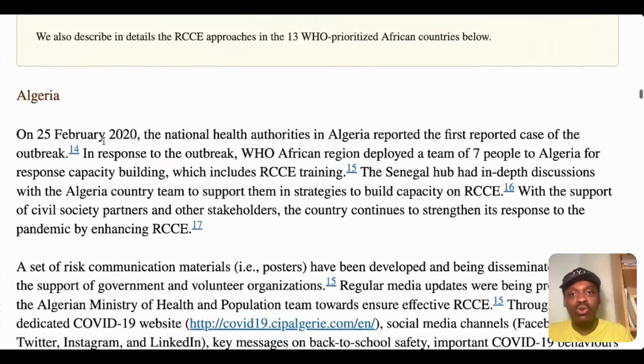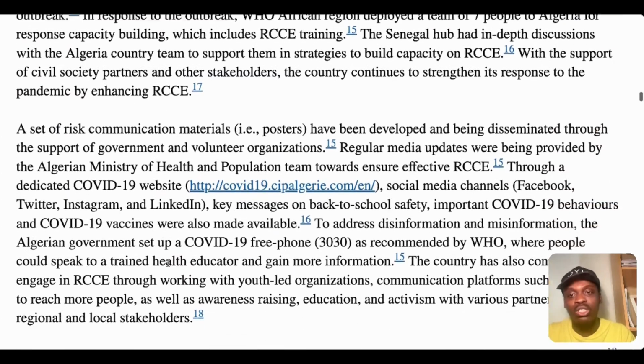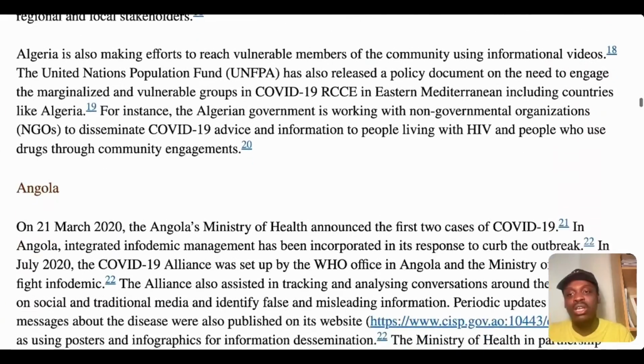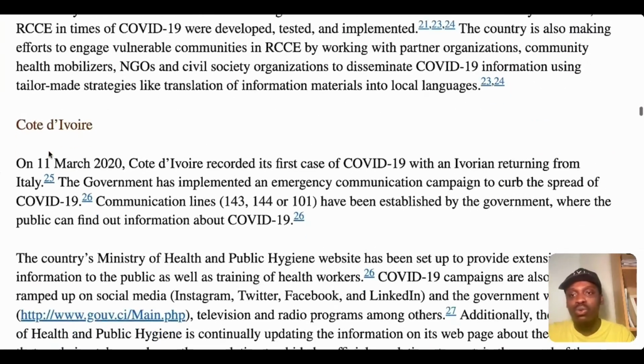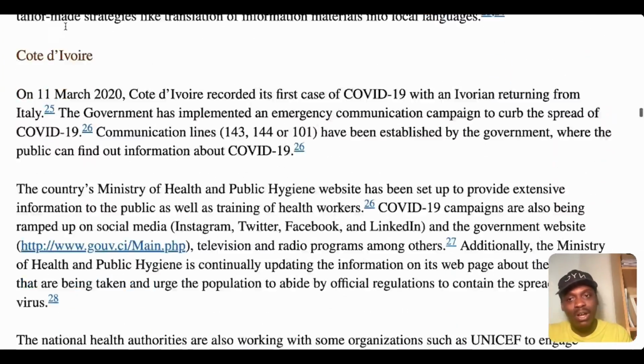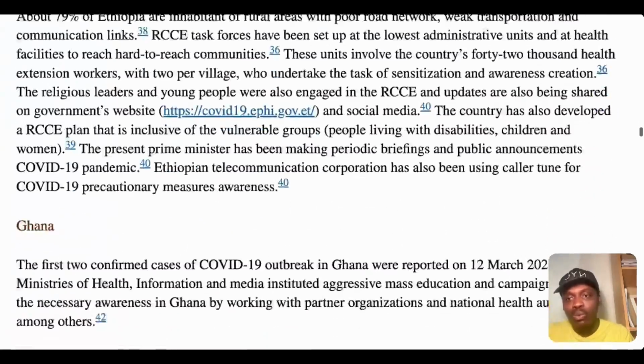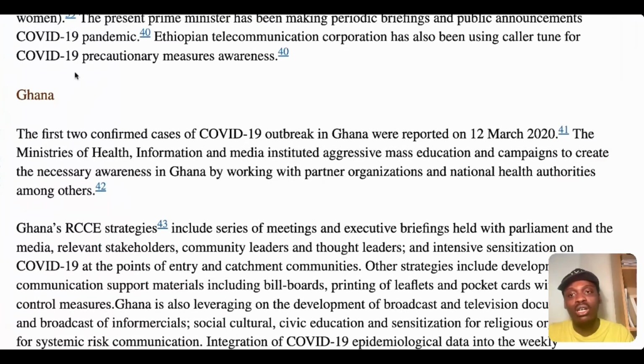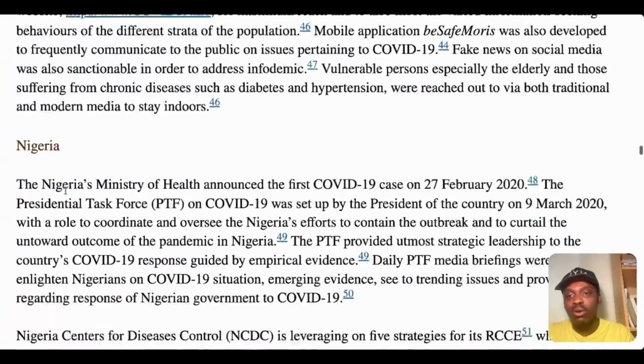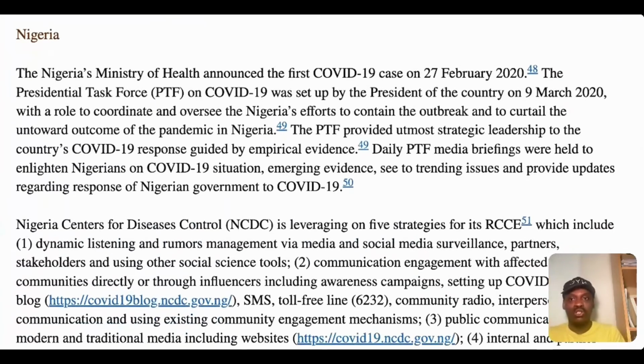Then, of course, we move to each of the countries to talk about, okay, Algeria, this is what happened in Algeria regarding RCCE, regarding strategy. We move to Angola, we move to Cote d'Ivoire. We are focused on 13 African countries. Then we move to cover all the countries that we want to include. You can see that it's mostly educational, to provide education to people. So I should be able to pick up your narrative review and improve my knowledge.